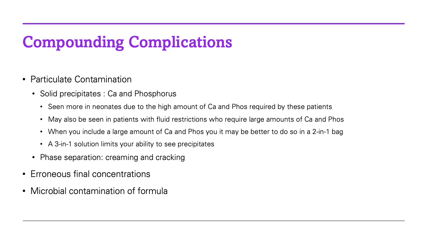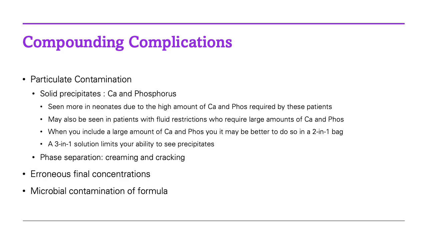For your solid precipitates, that's going to come from calcium and phosphorus. So it's seen more in neonates due to the high amount of calcium and phosphorus that is usually required by these patients, but it can also occur in patients who are requiring large amounts of calcium and phosphorus who also require a fluid restriction. And so whenever you include a large amount of calcium and phosphorus, it might be better to do so in a 2-in-1 bag because a 3-in-1 solution limits your ability to see precipitates.